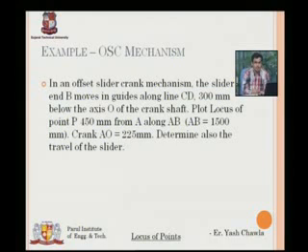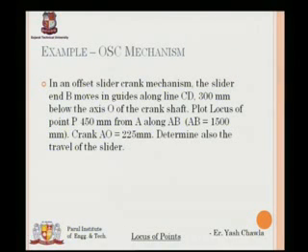Okay, now let's see the next point. The slider B moves in guides along line CD. Now it is clear that the line mentioned is CD, and it is away from the particular point or line on which the crank is there, 300 mm below the axis O of the crankshaft. This makes the picture very clear.